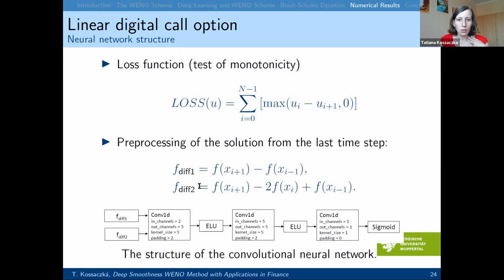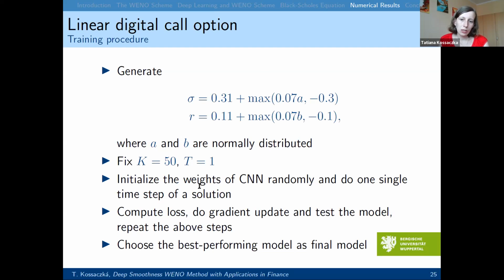And how do we proceed in the training? We want to solve the Black-Scholes equation for digital options, and our aim is to solve many different problems of digital options, also for different sigmas and different r. So we pre-generate these parameters randomly. We fix the strike price and also the terminal time equal to 1. And in training, we proceed as follows.